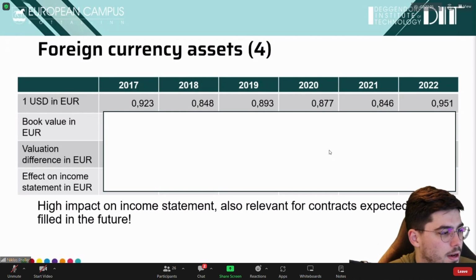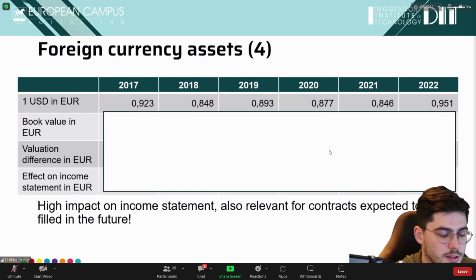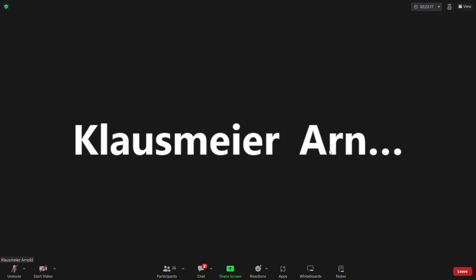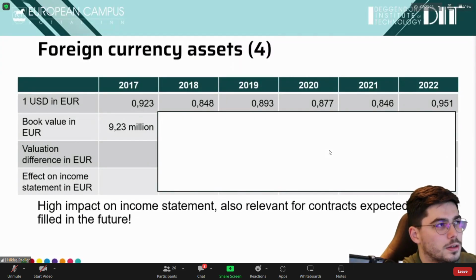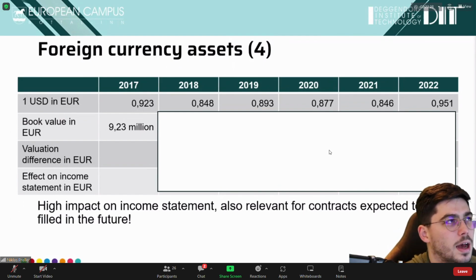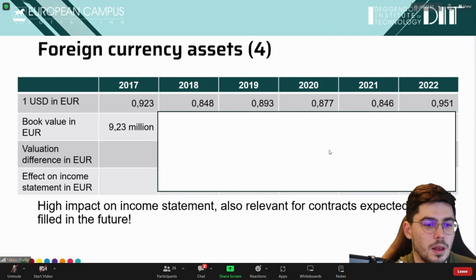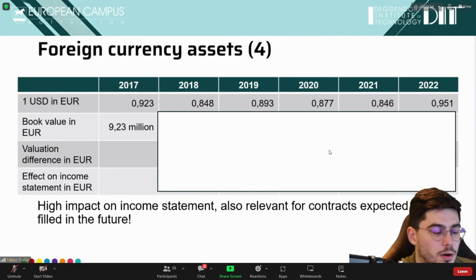Okay, so does anyone want to do the first year, 2017, the book value in euro? We don't have any valuation differences there, obviously, as we don't have any baseline. 9,230,000 euros. Yes. So we don't have any valuation difference here, but we value that at 9.23 million euros. Okay. So 2018?